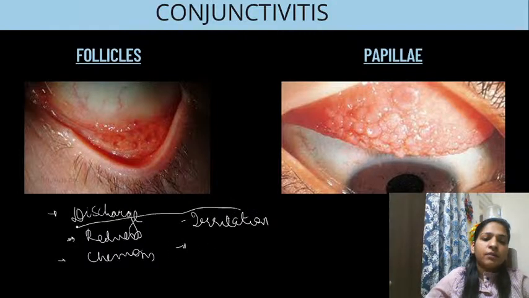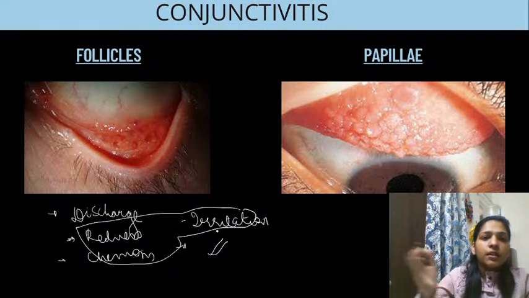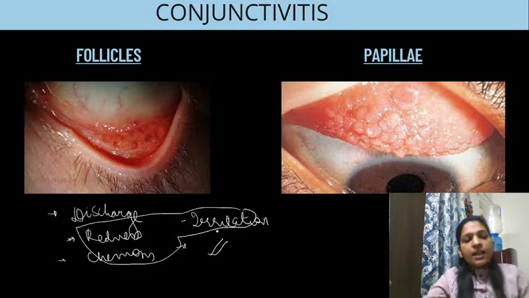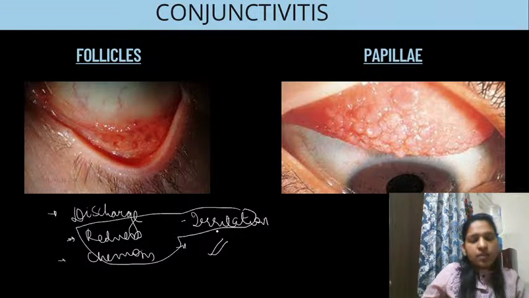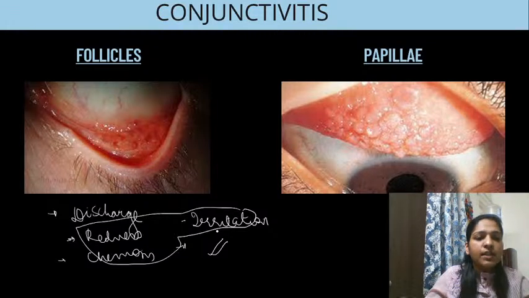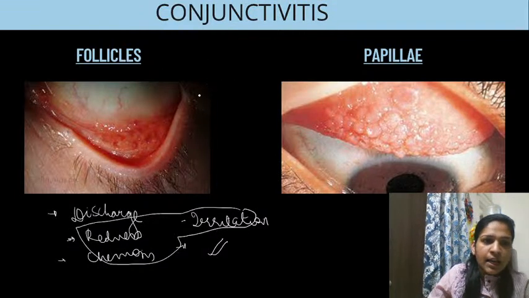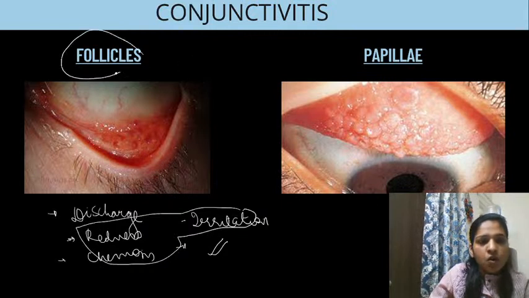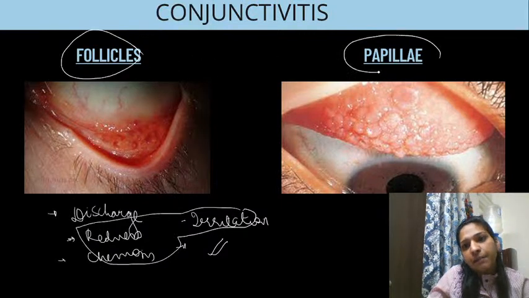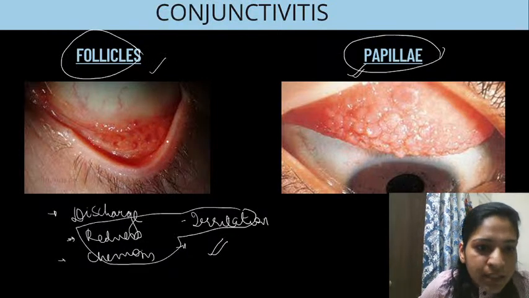Now when the patient has come to us, we have to examine the patient. Actually, all types of conjunctivitis have almost the same kinds of symptoms, but the grading of the symptoms can vary according to the etiology of the disease. But on examination of the conjunctiva, we can have follicles over the conjunctiva, or we can have papillae over the conjunctiva. Okay, so what are the follicles? Now can you people just tell me what you can see in this diagram?